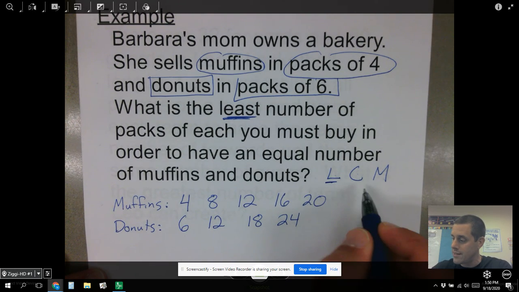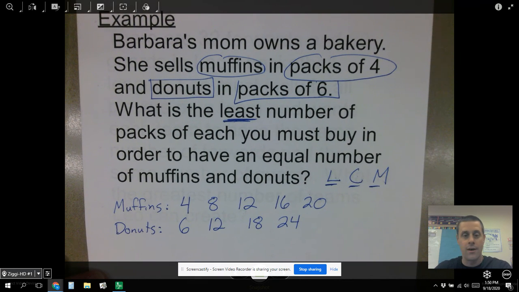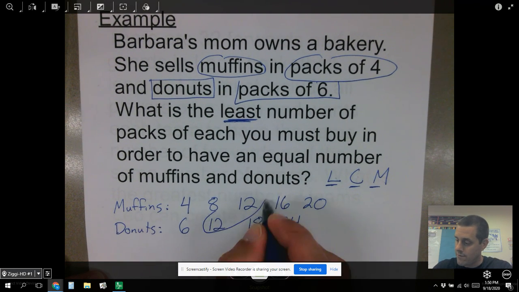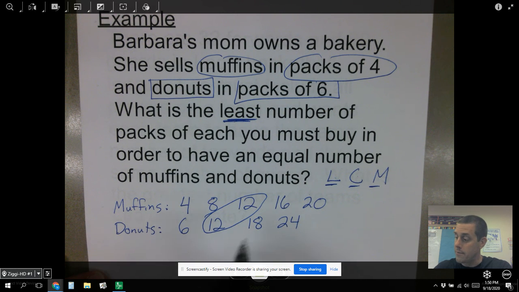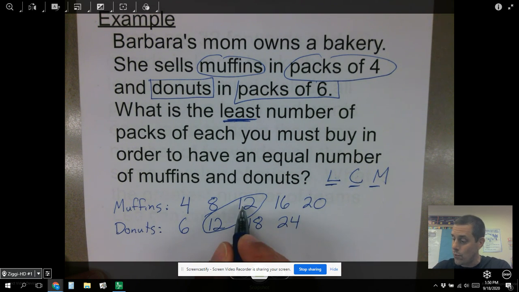Remember, we're looking for the least common multiple. What is the smallest multiple that appears in both series? We have 12. Now, that means the least common multiple is 12. I would have 12 muffins and 12 donuts.